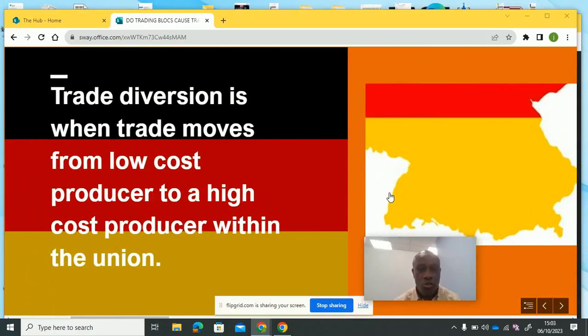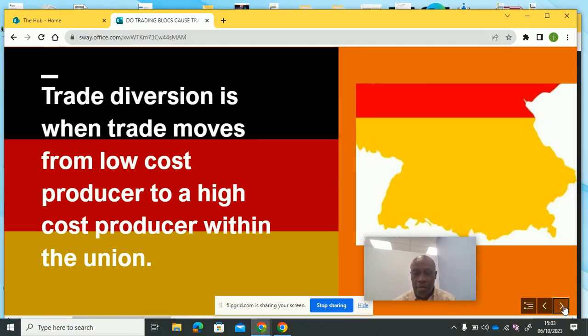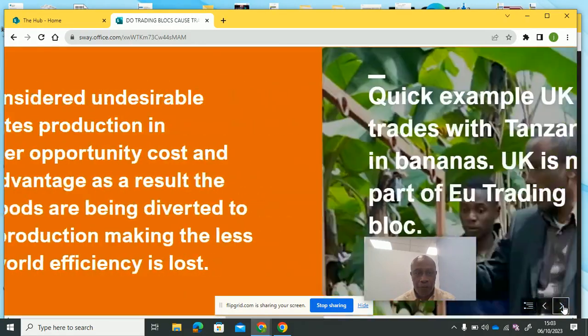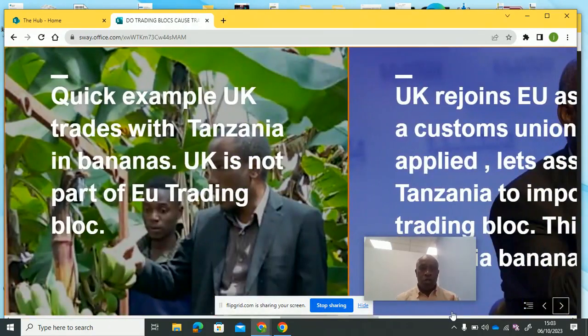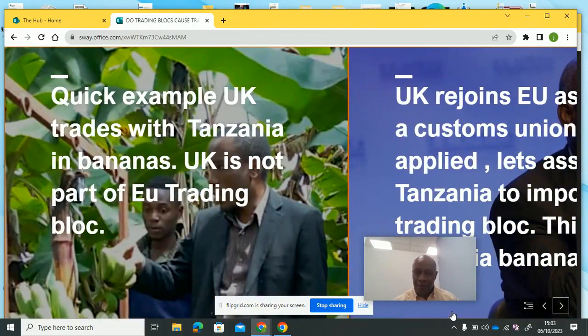Trade diversion is when trade moves from a low-cost producer to a high-cost producer within the union. We're going to go back to that definition, but let's give a practical example of UK trading with Tanzania. Now, the assumption, which is actually a fact, is that the UK is outside the trading bloc. They're outside the EU. They are now enjoying trade with Tanzania because Tanzania has a comparative advantage in bananas.